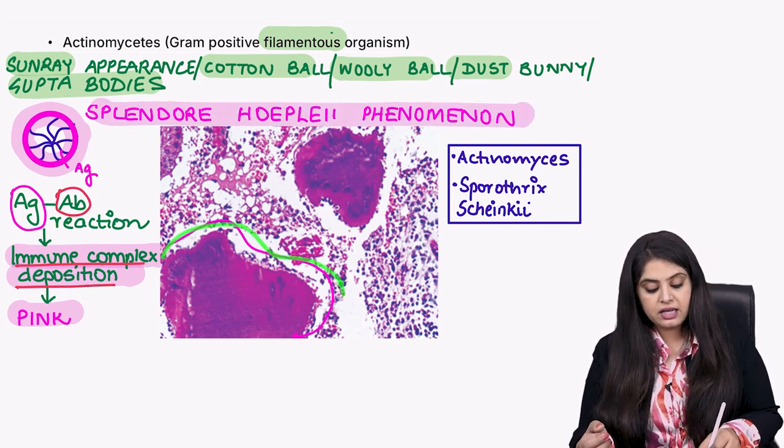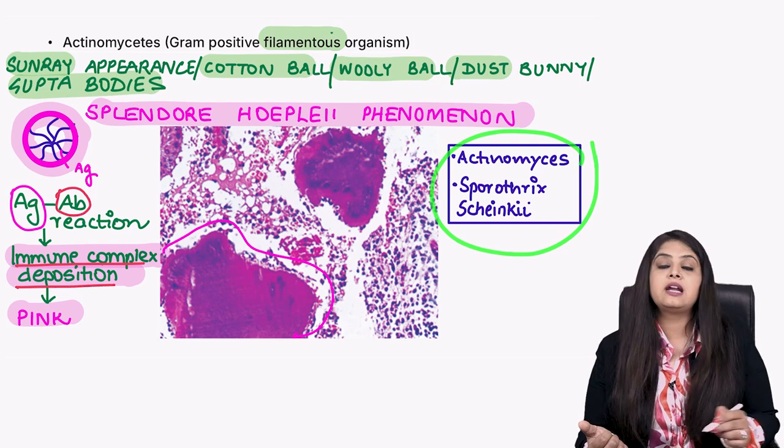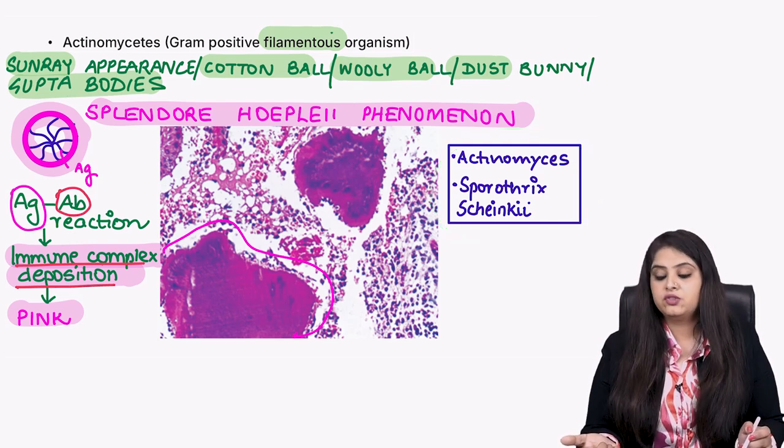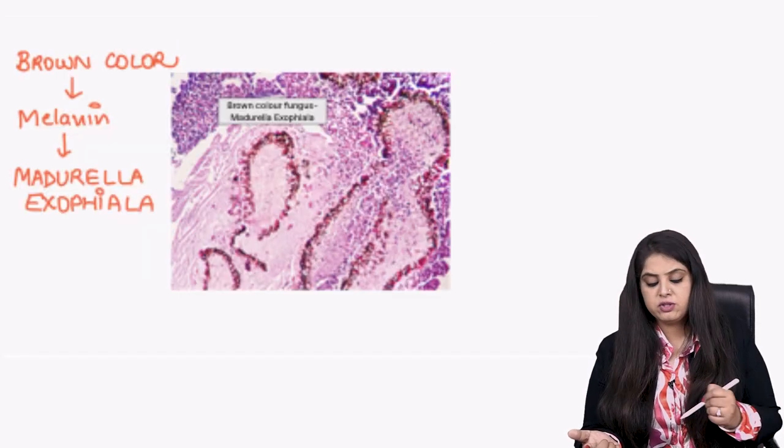So I can see the pink color getting deposited. What is it? It is antigen-antibody complex. Where else, other than Actinomyces, is it seen? In Sporothrix schenckii. This was obviously to do with Actinomyces. Do you want to see a fungus also? Let me show you a picture.